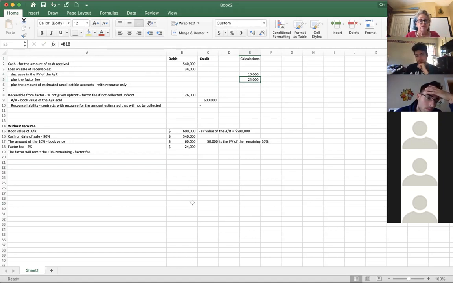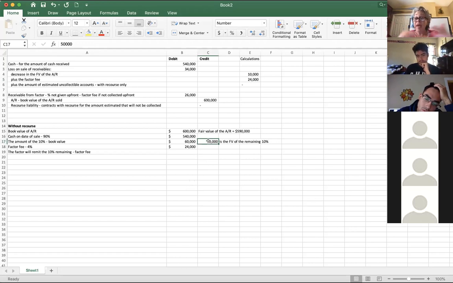All right. So the 26,000, remember the 10% that they withheld? What is the fair value of the 10%? 50,000. Good. So 50,000 is the fair value of the remaining 10% minus the factor fee.